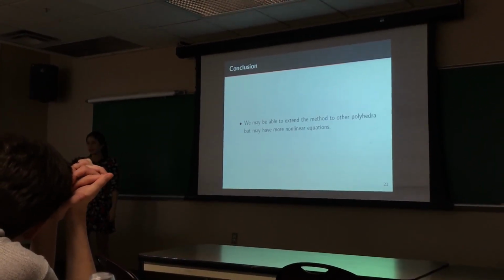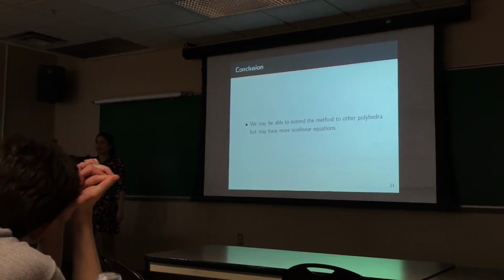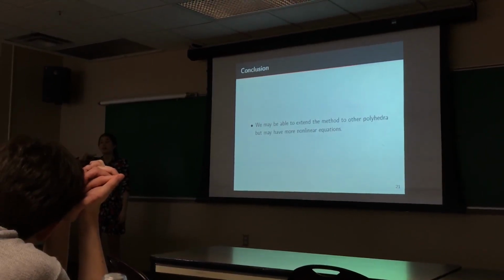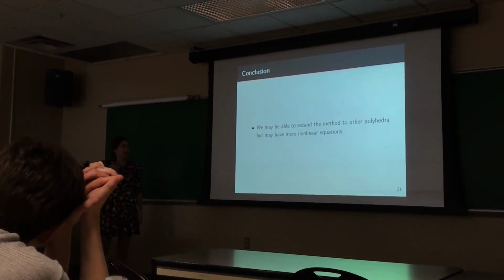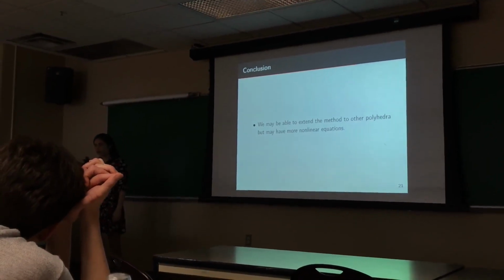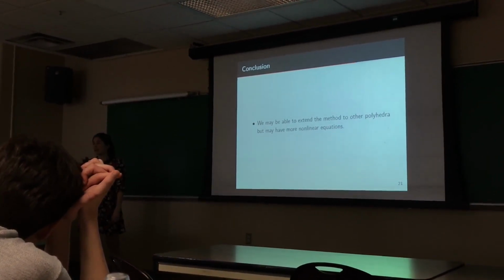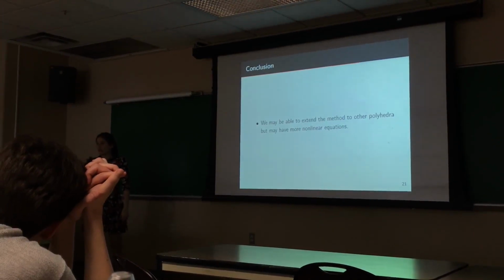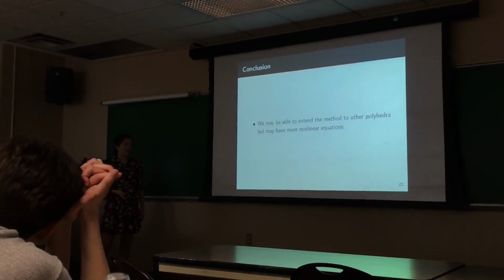If you remember, in the cube case, we had F as a free variable, and in the end we had to solve a nonlinear equation. So for polyhedra with more vertices, we might have more free variables and thus more nonlinear equations. And we know nonlinear equations are hard to solve, so that could be an issue.